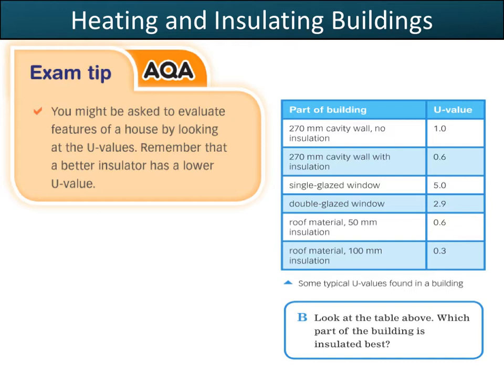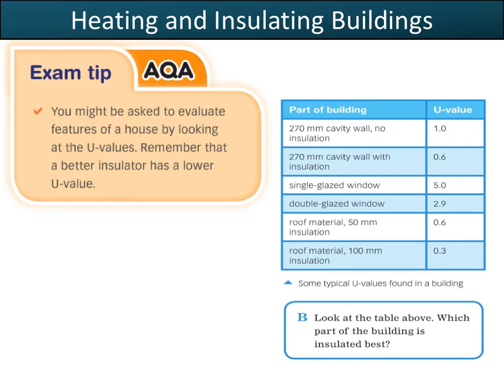So now I'm going to look at U values. U values are a measure of how good an object is at transferring heat energy. And the thing that you need to remember is that a better insulator has a lower U value. So the lower the U value, the better the insulator. This is important when you're looking at different aspects of your home and looking at ways to reduce heat loss in the home.